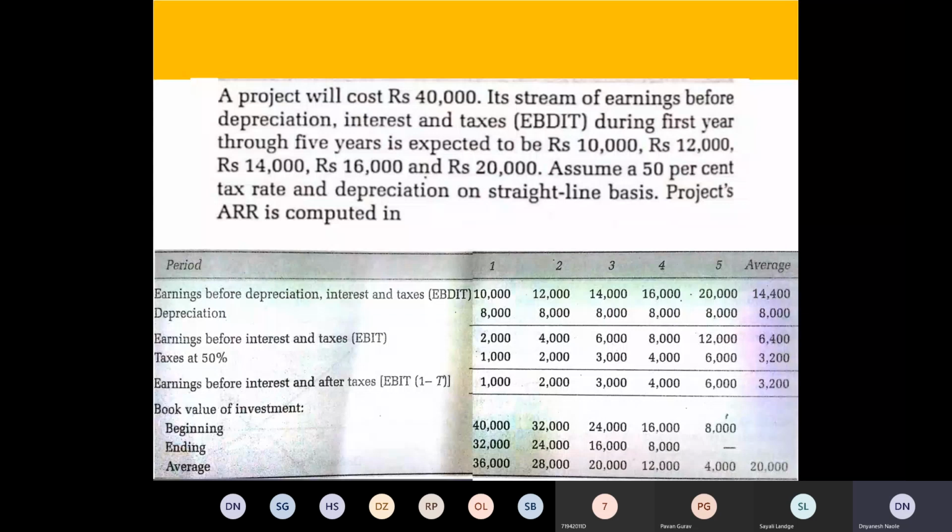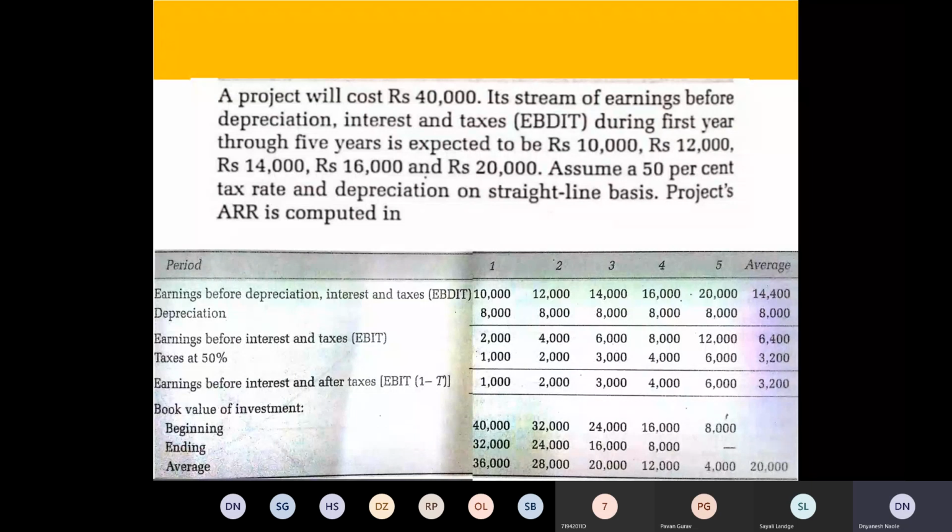So EBIT means earnings before interest and taxes, and then we subtract tax, that is 50%, so that becomes 1000 rupees. So EBIT 1 minus T is nothing but 1000. Clear? Then the beginning book value was 40,000. When we depreciated it by 8,000, at the end of the year book value was 32,000. So what is the average value?